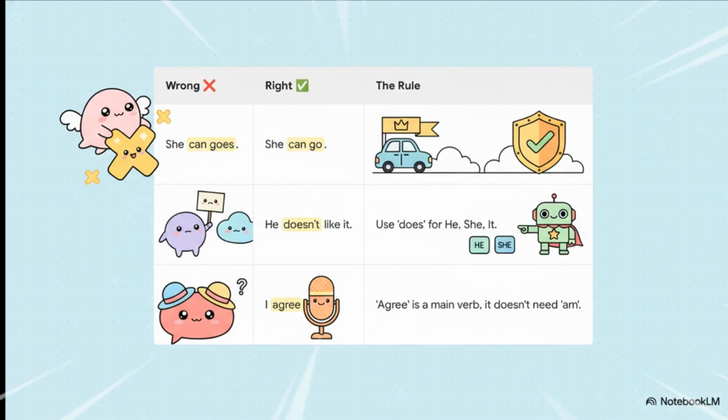All right, let's look at this table. First up, she can goes. Oof, we know that's wrong, right? Why? Because of our golden rule for modals. After can, it has to be go.